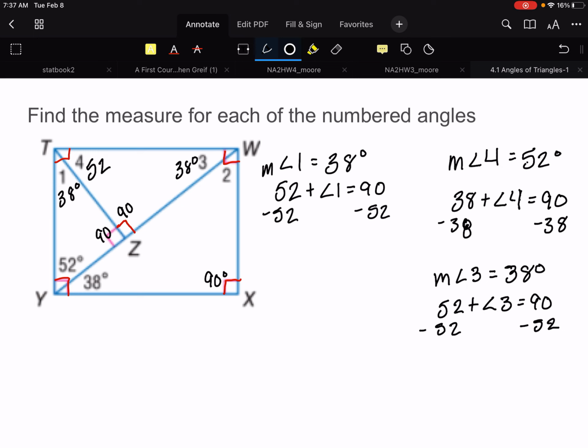And again, I know that corner is a right angle, so the measure of angle 2 is going to be 38 plus angle 2 equals 90 degrees. Subtract off that 38, and that's going to give us 52. And you're good to go. So that's all this is. We'll do some practice with it, and we will move on from here.